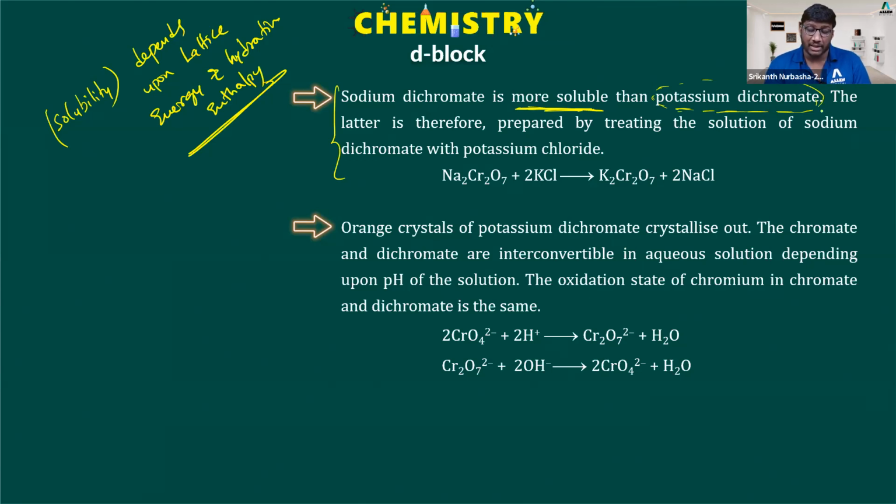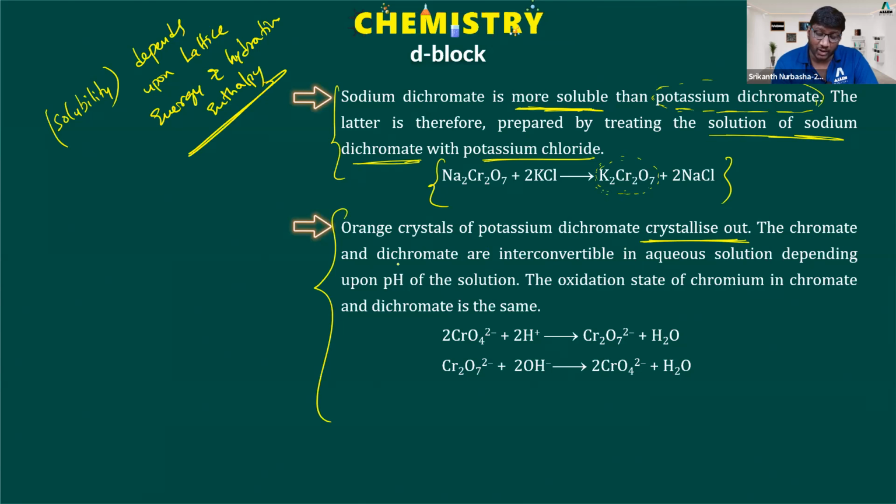What do you mean by that? That means you cannot have those crystals. Potassium dichromate is therefore prepared by treating the solution of sodium dichromate with potassium chloride. When you treat Na2Cr2O7 with KCl, you get K2Cr2O7, which is less soluble. Because it is less soluble, it will not be dissolved. If it is not dissolved, you can get those crystals. Orange crystals of potassium dichromate crystallize out. That's what they mean.